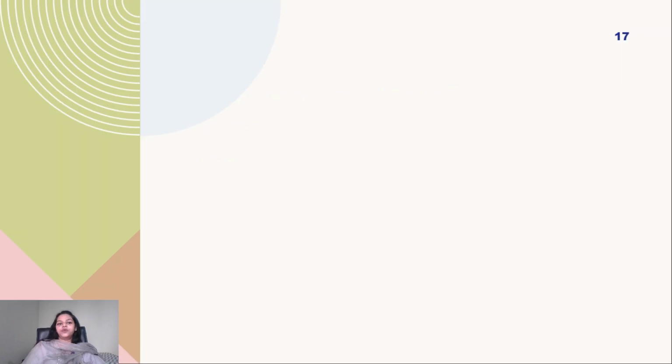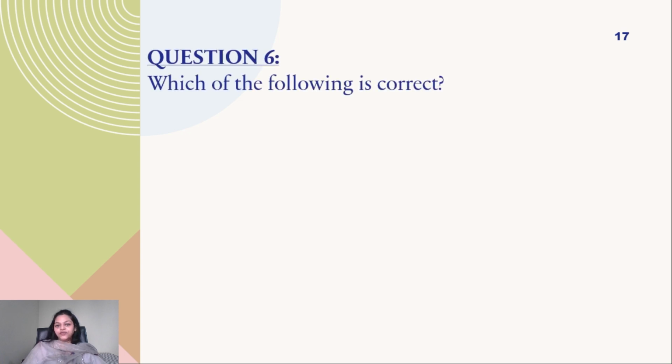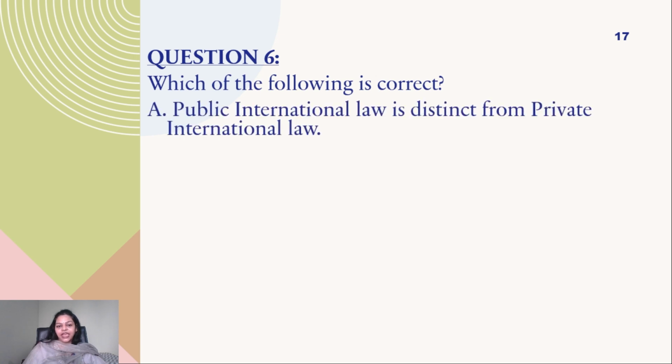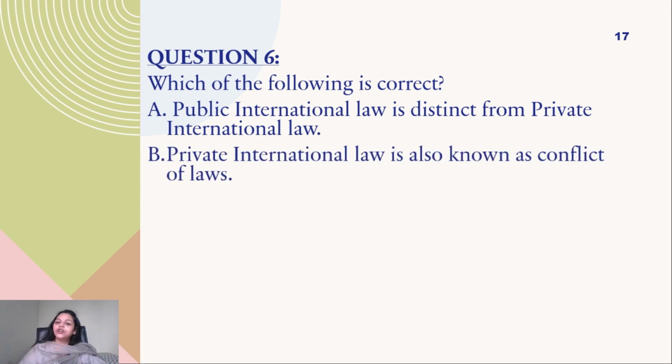Let us now proceed to question number 6. Which of the following is correct? A. Public international law is distinct from private international law. Yes, we have read this. Private international law is also known as conflict of laws. We have read this also, because private international law is more like conflict of which legal system should prevail when there is a dispute between individuals belonging to different nationalities. So private international law is conflict of laws, which law to prevail, which law to be applied, right?